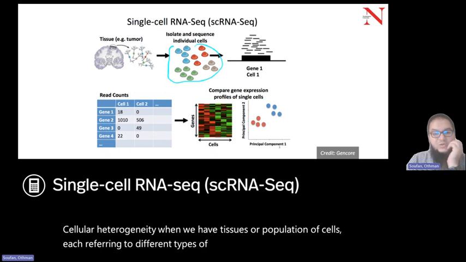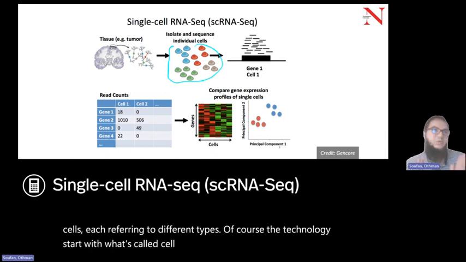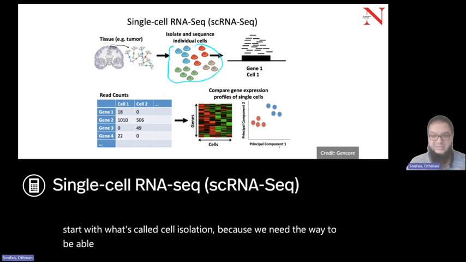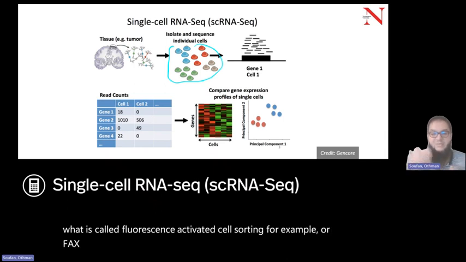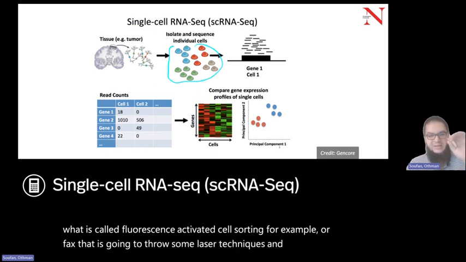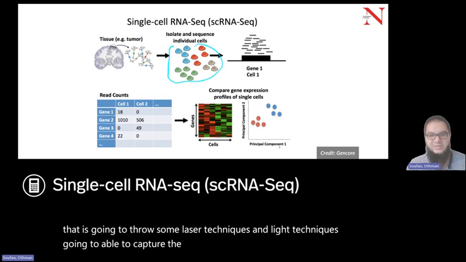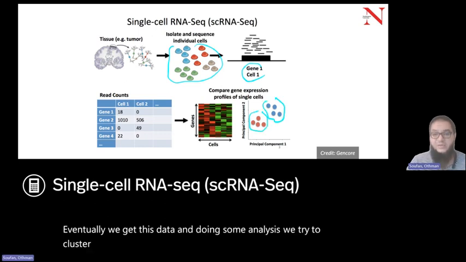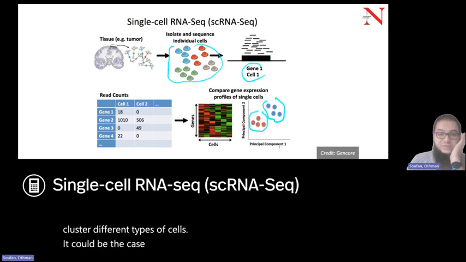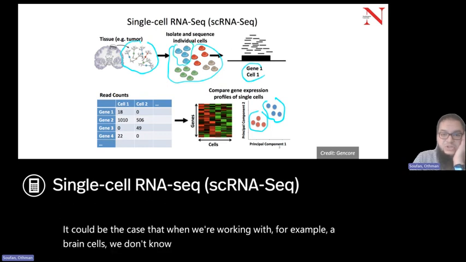Of course, the technology starts with what's called cell isolation because we need a way to be able to isolate these cells. One of the reported techniques is what is called fluorescence activated cell sorting, for example, or FACS. That is going to, through some laser techniques and light techniques, be able to capture the information from one single cell. Eventually, we get this data, and doing some analysis, we try to cluster different types of cells. It could be the case that when we're working with, for example, brain cells, we don't know exactly which cells those are, okay?